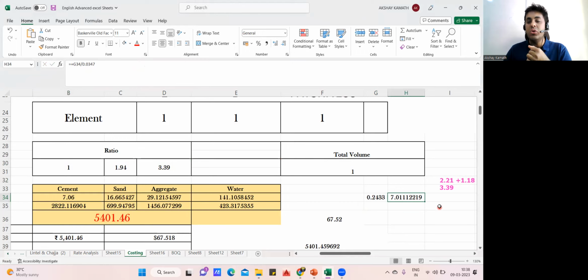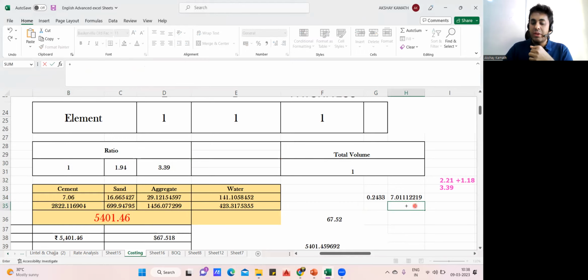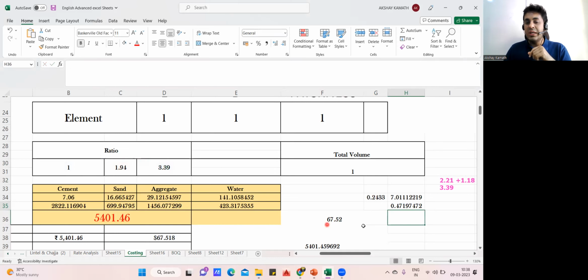Again, sand, what you'll do, you do the same calculation. So 1.54. Got it? We'll multiply this by 1 cubic meter. Now you multiply by the sand ratio. My sand ratio is 1.94. So 1.94, you divide this by the total ratio. So total ratio is 1 plus 1.94 plus 3.39 and close the bracket. So whatever answer you're getting, that is 0.47. This is in cubic meter.